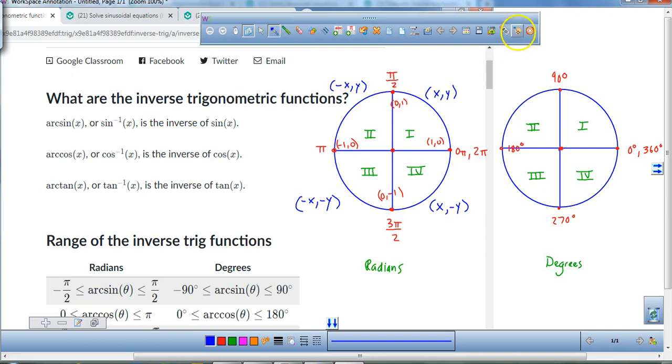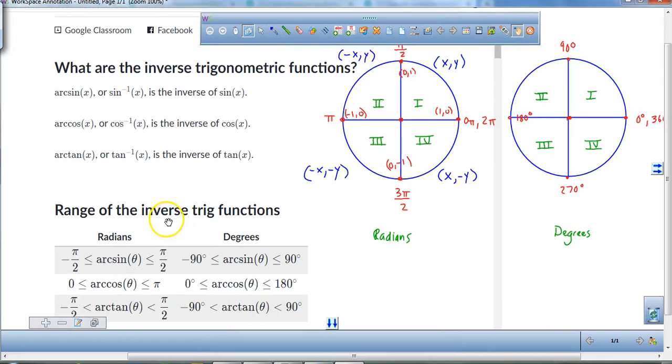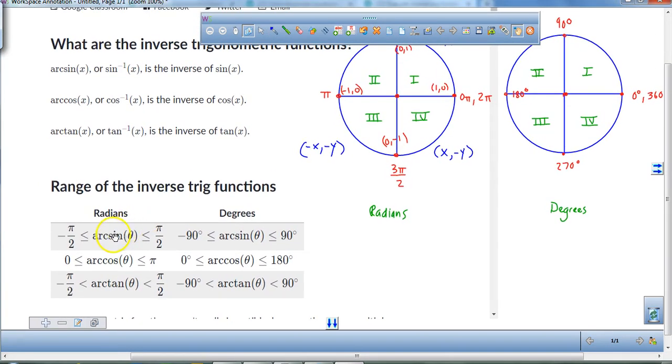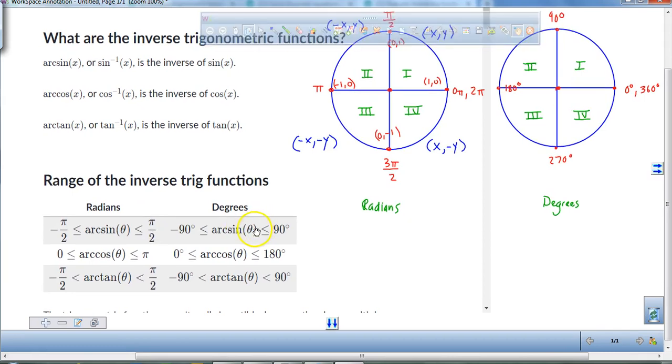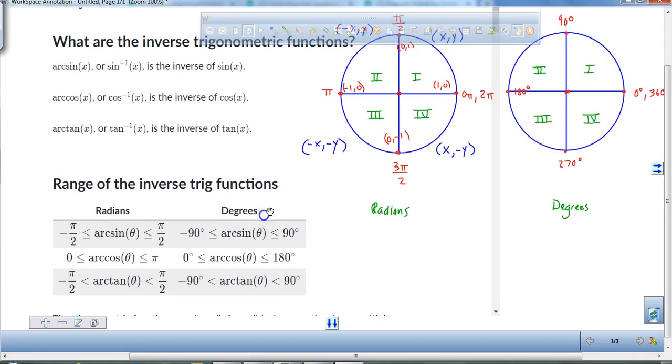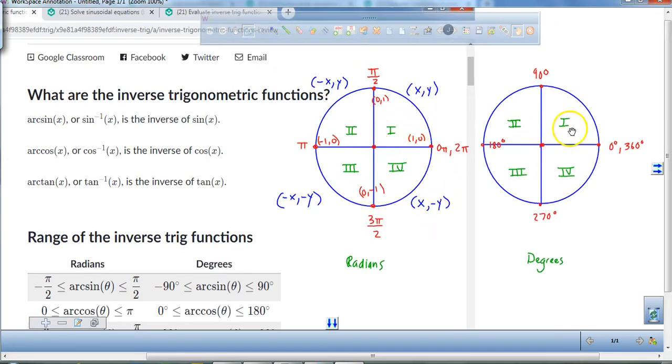So when it asks you what's the range of the inverse function, when you're dealing with the inverse of sine, also known as arc sine, when you're in degrees and when you're in radians, you're only going to be dealing with quadrant 1 and 4. Why are we only dealing with quadrant 1 and 4? Why is that the range of this? Because here the y values are positive and here the y values are negative. So these are the only ones that you're going to be using. Answers there in quadrant 1 and 4.